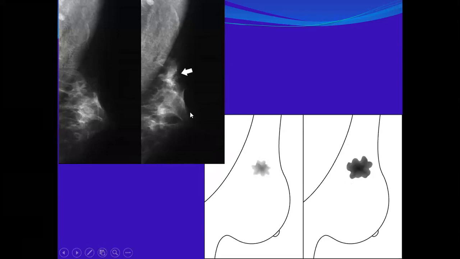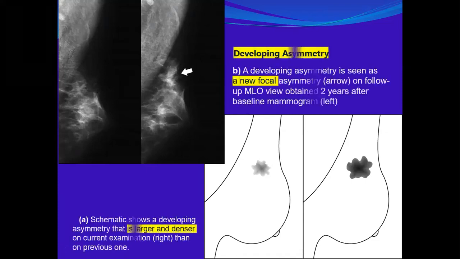While in this mammogram, the asymmetry was not seen. So it is a new one. Okay, so a new focal asymmetry or a larger, denser focal asymmetry, we call it a developing asymmetry.